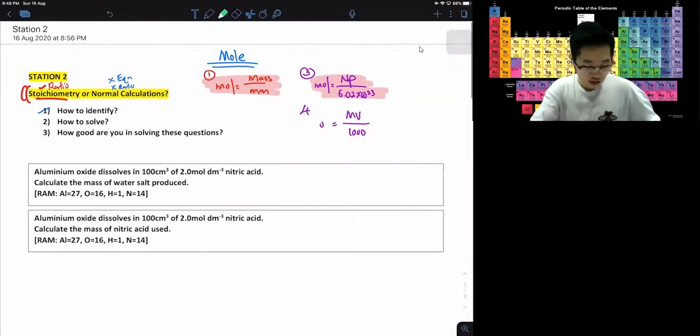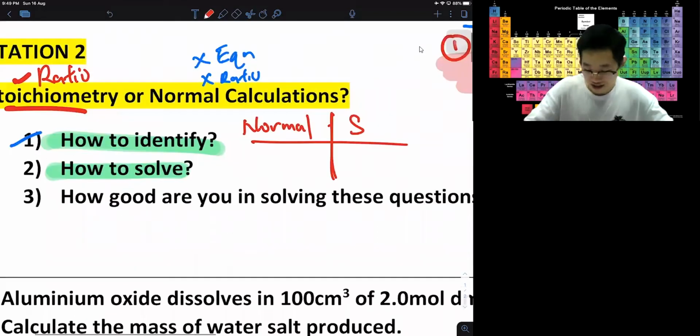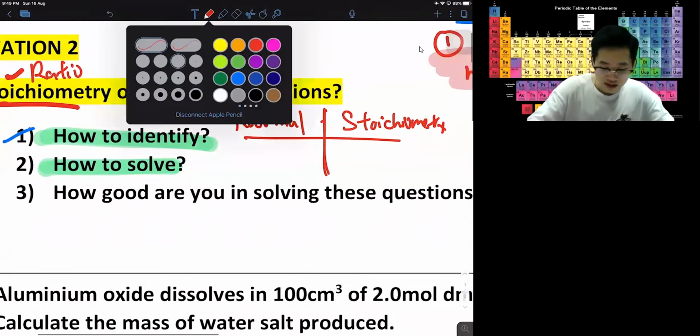You already know how to identify the type of question, whether it is normal or you have to use ratio. You already know how to solve it. Let me drag the draft out. So how to identify a normal or not normal question? The difference is this one, no ratio.